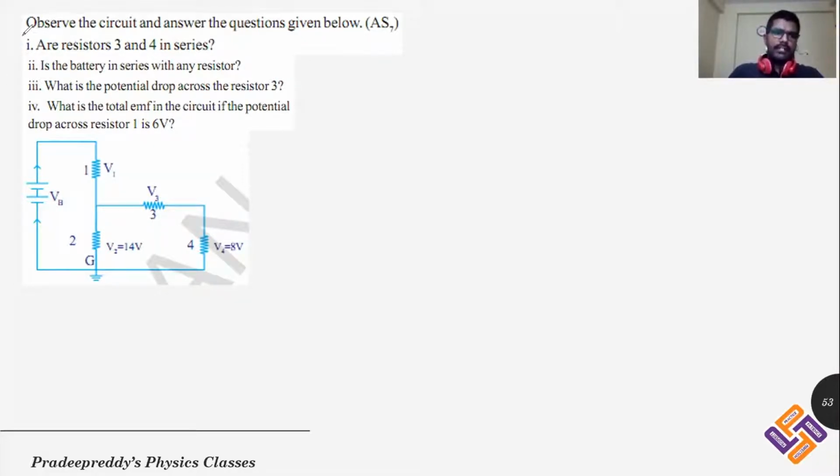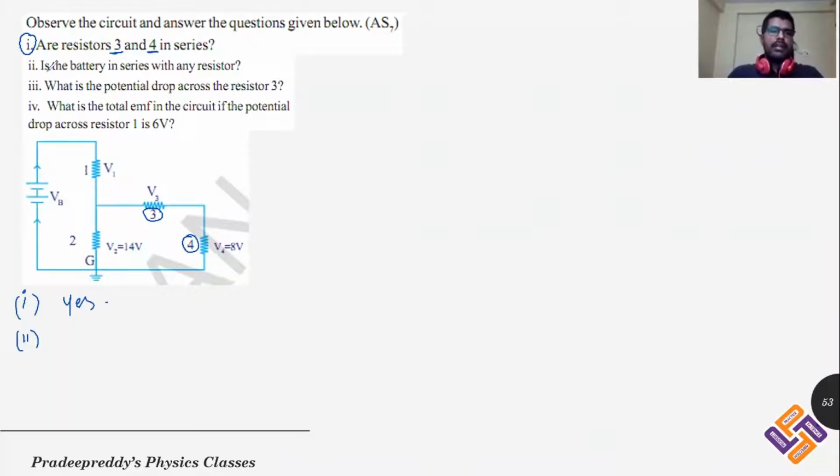First question: are resistors 3 and 4 in series? Are resistors 3 and 4 connected in series or not? This is the third one and this is the fourth one. 3 and 4 are connected in series, obviously. So the answer for the first one is yes.